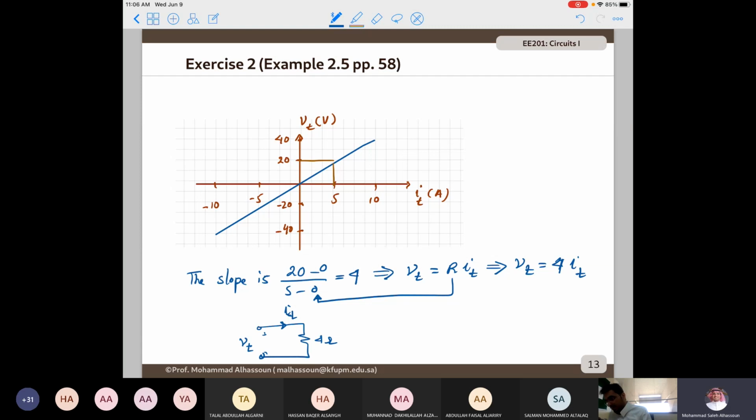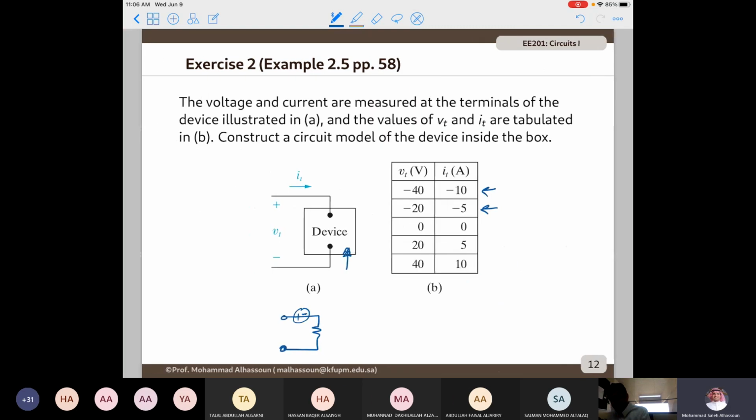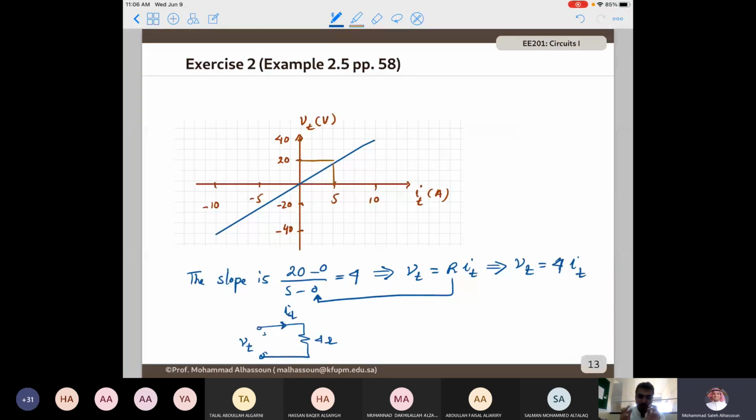Okay, what we saw here is the following. Sometimes we don't know what's going on inside a certain device, but we can apply a voltage and measure the current. If we use this technique, we can come up with an equivalent. Remember, this one is equivalent. This is not necessarily what's going on inside. But this is an equivalent circuit model for the device that we have.